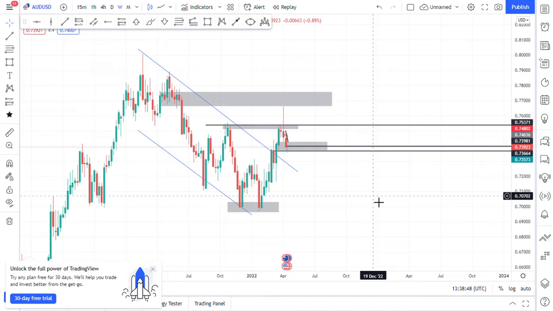For the 5 pairs which you see there in the description, which are the AUD USD, AUDJPY, GBP AUD, USDJPY, and NZD USD, I'll be doing this analysis within the next 12 minutes, so please pay attention, guys.